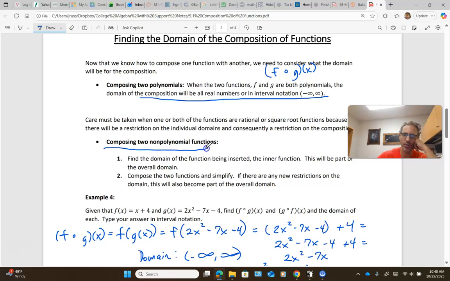So composing 2 non-polynomial functions: you're going to find the domain of the function being inserted, in other words, the inner function. And whatever that domain is going to be part of the overall domain. Then you're going to actually compose the 2 functions, simplify, and see if there are any new restrictions on the domain. Alright, so let's try this. First find the domain of the inner function, then do the composition and see if there are any further restrictions.